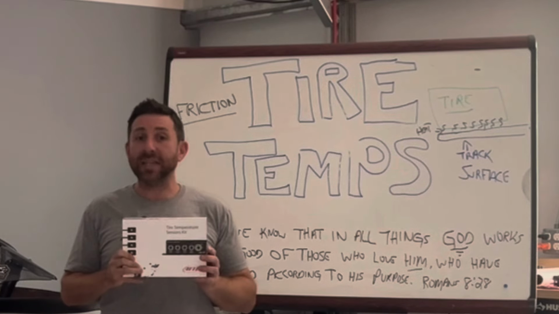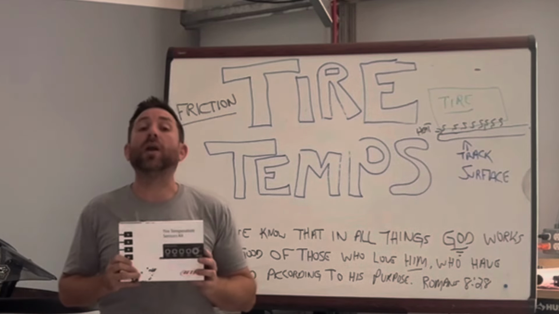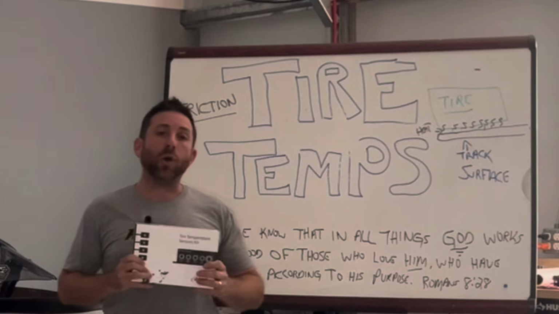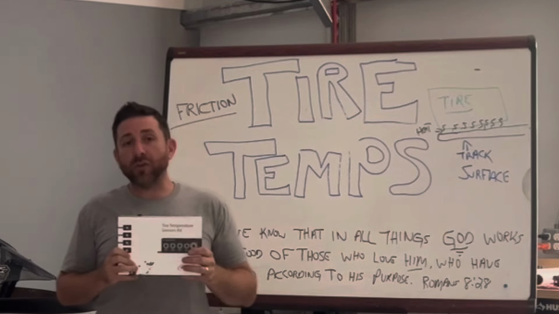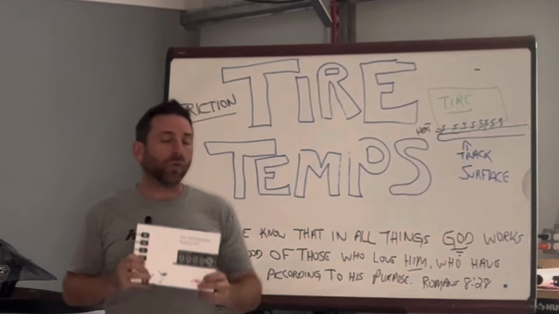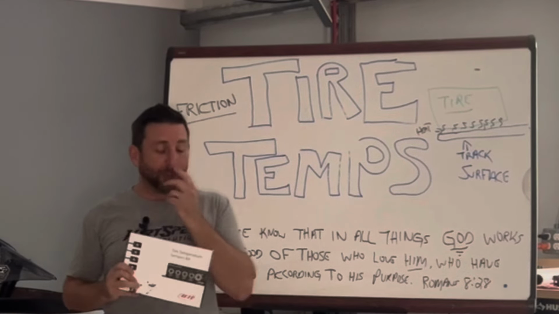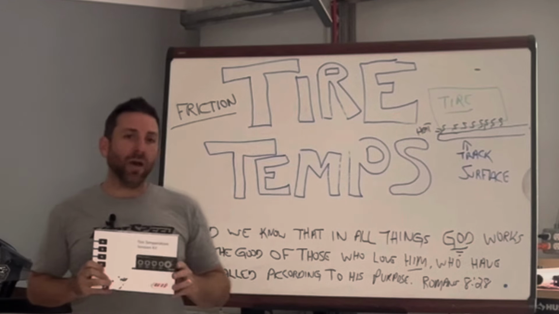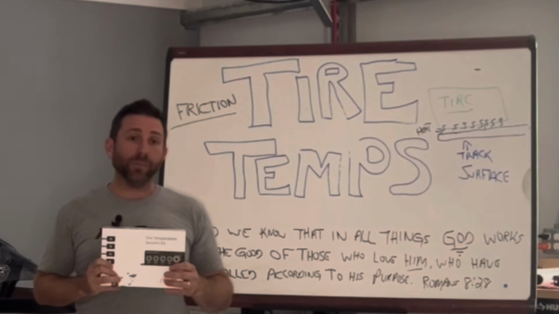So now I can see, okay, the right front's hotter. Where did it get hotter? Well, I can see it happen on turn exit. Or I can also see how well the tire cooled down on the straightaway. These are really important. And the reason why is because newer tires now are starting to come out with synthetic rubber.